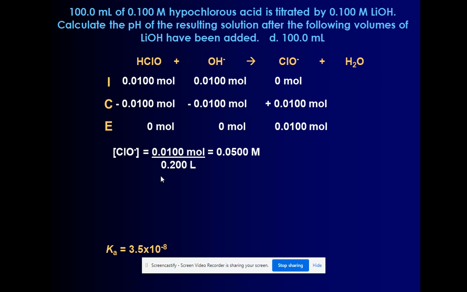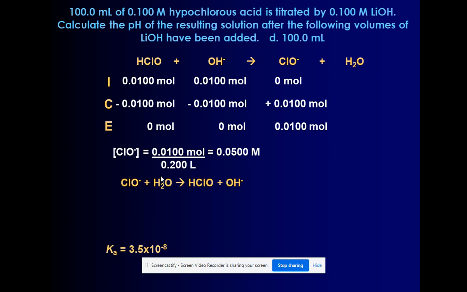To go back to our Kb expression, we need to find the concentration of ClO minus, because when we're dealing with Kb, we have to be in concentrations. So we take the 0.0100 moles of hypochlorite ions and divide it by its new volume, the 100 mils of acid and the 100 mils of base, 0.200 liters, to get its concentration to be 0.0500 molar. When ClO minus is added to water, it produces the hypochlorite ion. So you might think, well, didn't we just get rid of it? We did. But it's able to generate hydroxide, and that hydroxide is what's going to determine our pH.